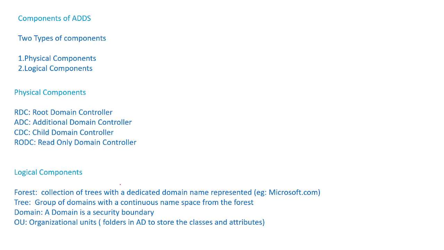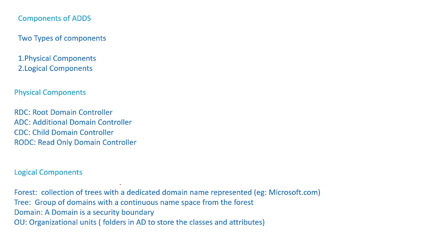Now let us understand what the physical components in Active Directory are. There are four physical components in Active Directory. The very first component we call the root domain controller, which means the very first domain controller which you installed in the domain.